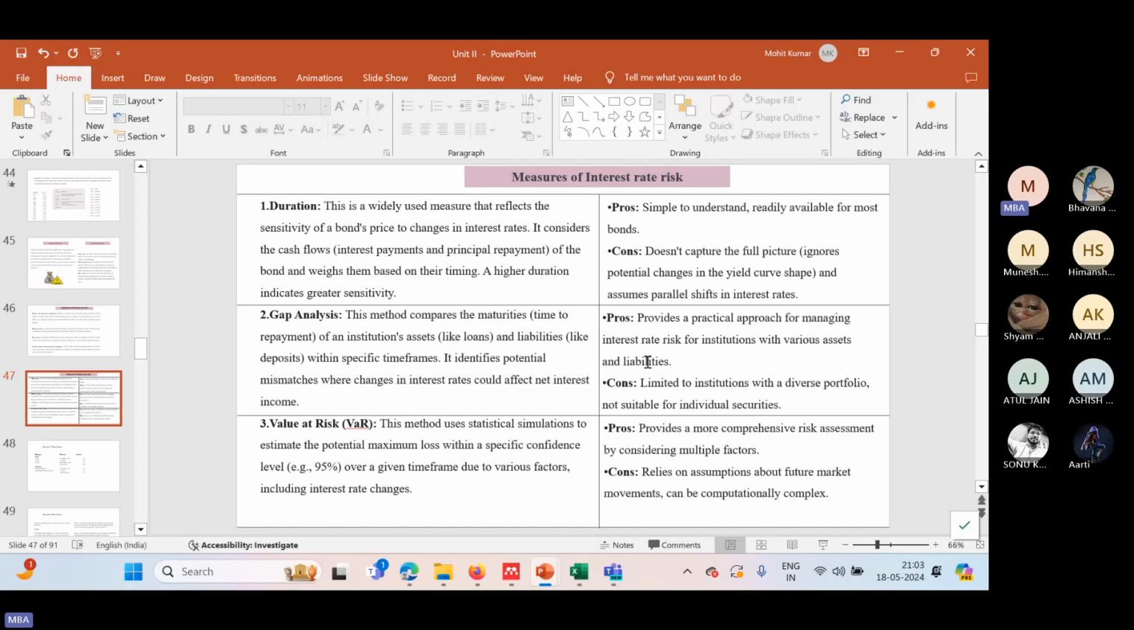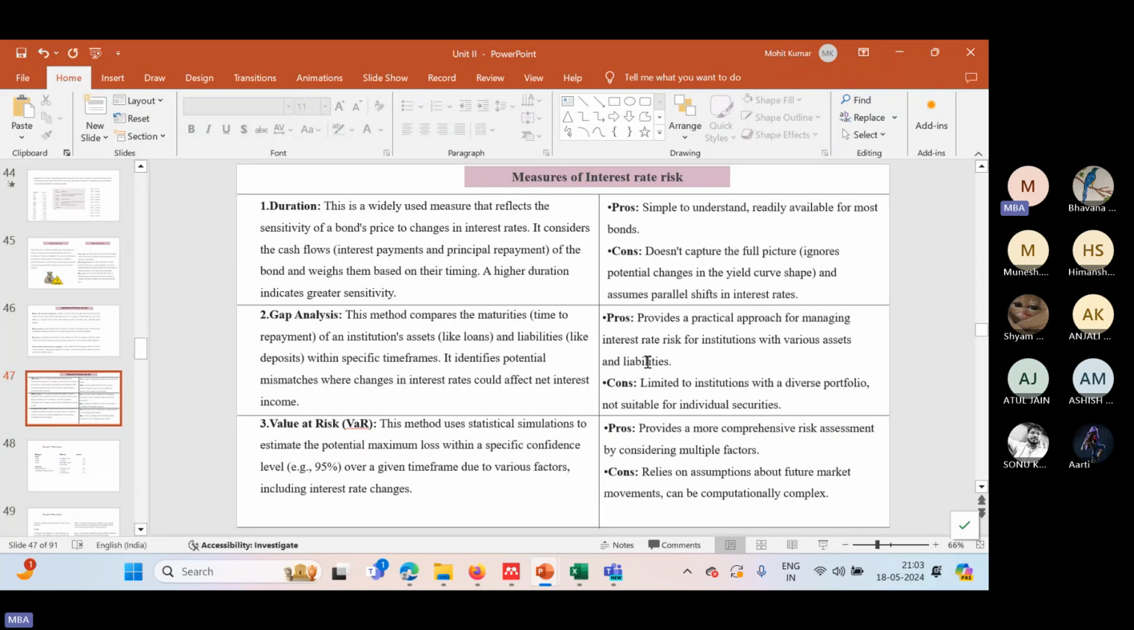Now, there were certain measures to measure the interest rate risk. The first was duration, which we have already discussed in detail. It has its own pros and cons, like it's easy to understand, but it may not capture the full picture. Then we had gap analysis, which is more important for banking firms, where they try to measure their assets and liabilities, and if liabilities are higher, then a higher interest rate may affect them, because in that case they have to pay more compared to their assets.